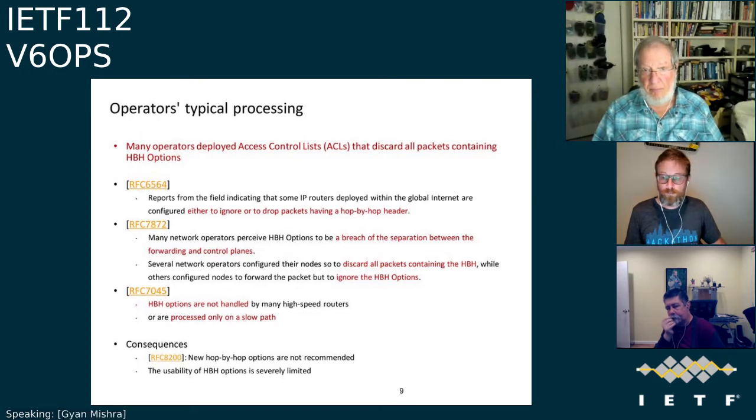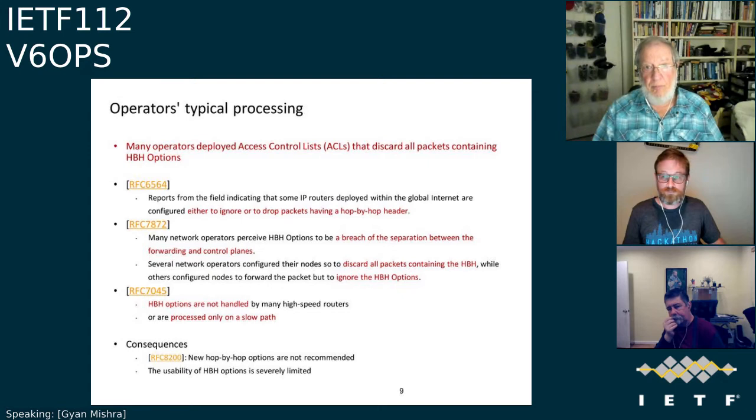So, operators' typical processing. Many operators deploy ACLs that discard all packets containing HBH options. So with this draft, we're honing in on HBH and trying to change that mindset for operators to not do that, because with the development of modern routers, HBH options can be viable, and we have architectures with that separation of control plane and forwarding plane.